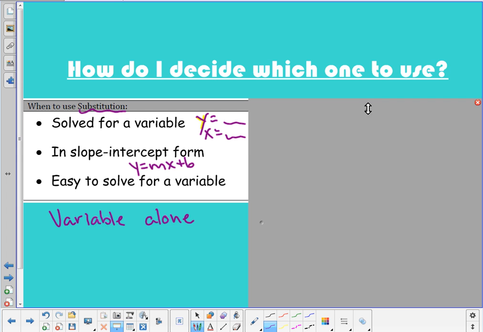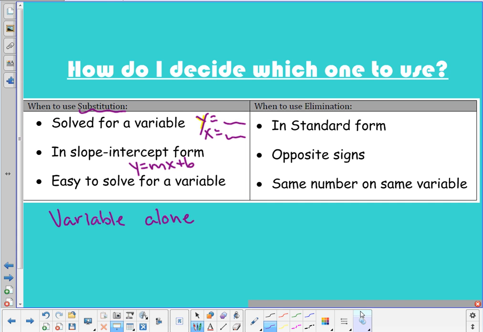Now for elimination, if I were going to use elimination, then I'm looking for equations in standard form. That's that ax plus by equals c. So I want both of my equations to be in this form. I'd have the x's and y's together on one side of the equal sign, constants on the other.